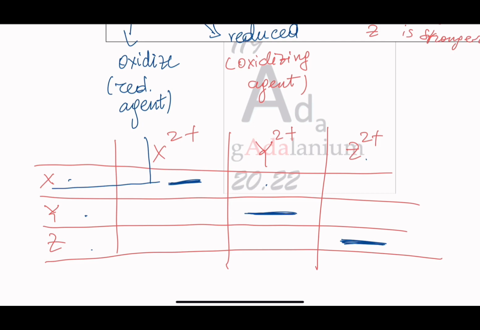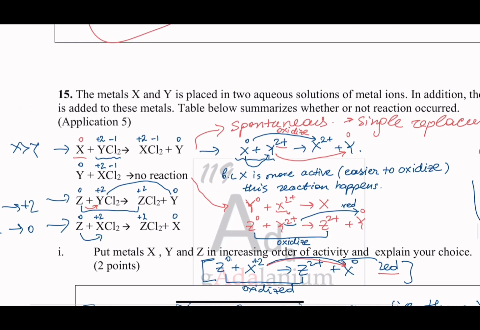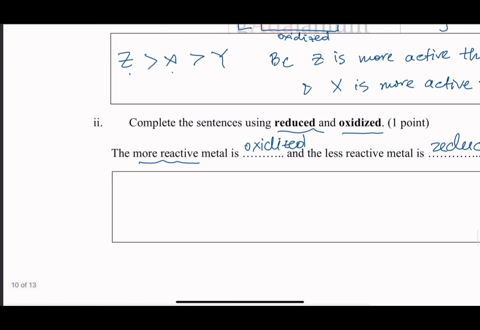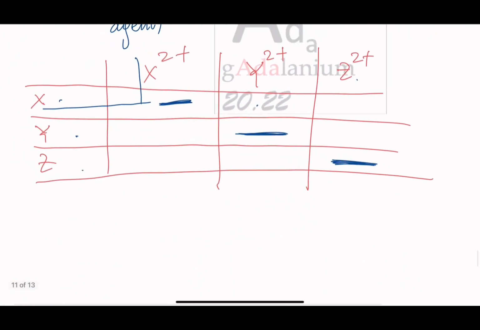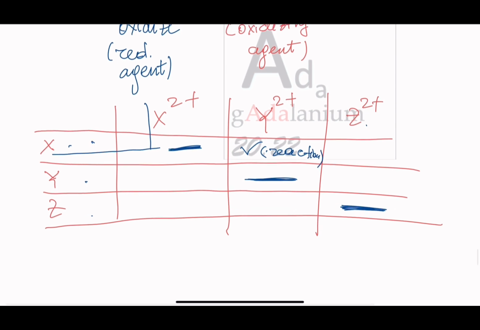Okay, so if we go into this reaction over here, we know that X is better at oxidation and Y is better at reduction, right? So because you see X and Y 2 plus charge reacted, we're going to put that there is a reaction. Okay, we put a tick mark or say reaction. And then we look at X and Z.